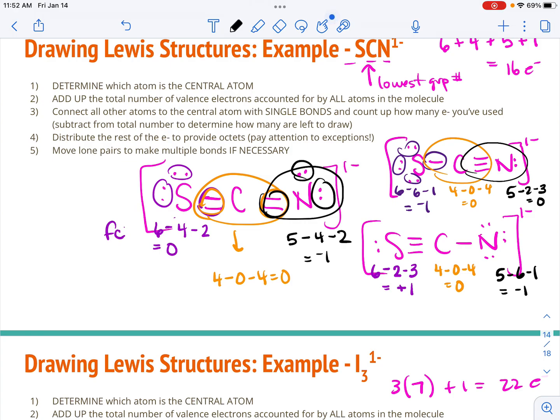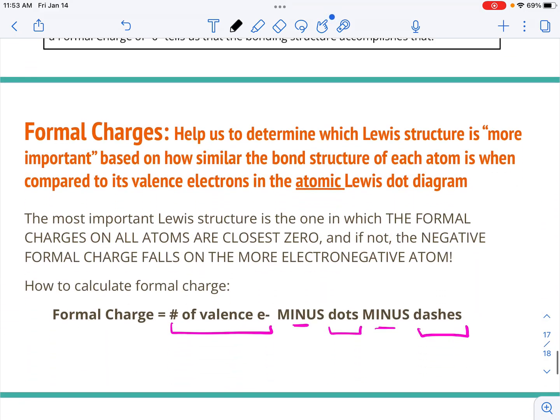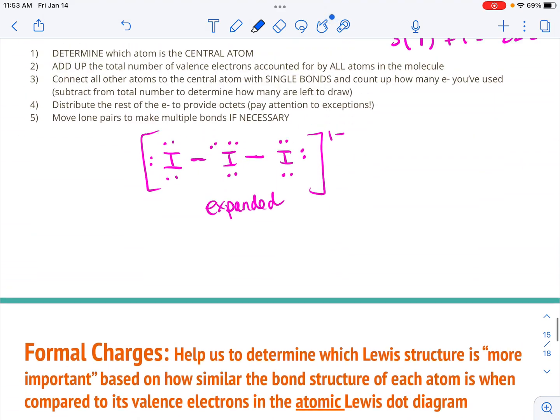So as we're doing this, we are going to have to evaluate which of these structures is better. I would say that this structure is not really an option. This would be because there's 2 that are not 0 instead of 1. So I'm going to ignore that structure for right now, and I'm going to look at the other 2. All right. When I look at the other 2, I need to remember that the most, let's come down here so you can see it. The most important Lewis structure is the one in which the formal charges on all atoms are 0 or closest to 0. And if not, the negative formal charge falls on the more electronegative atom.